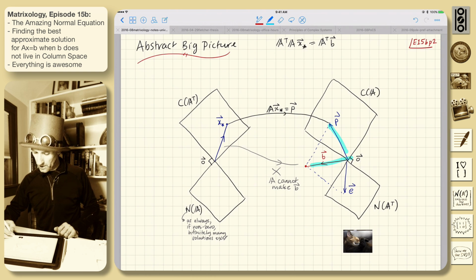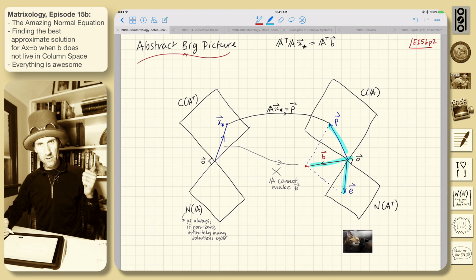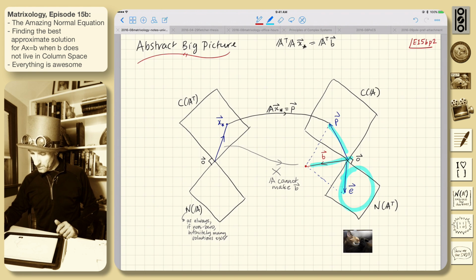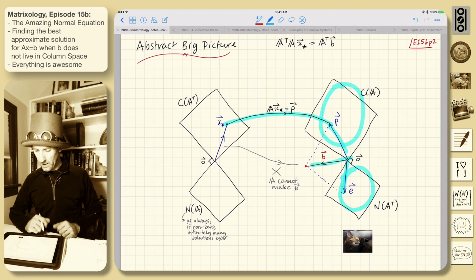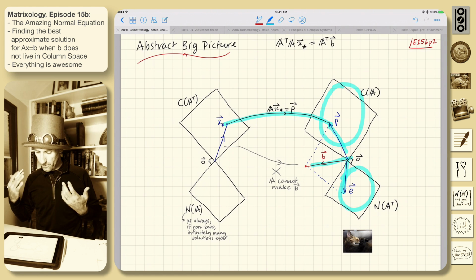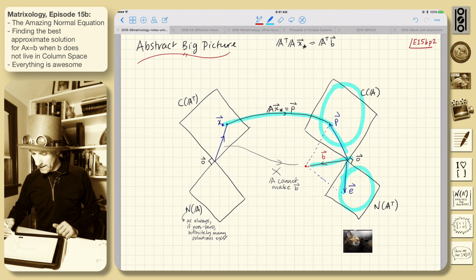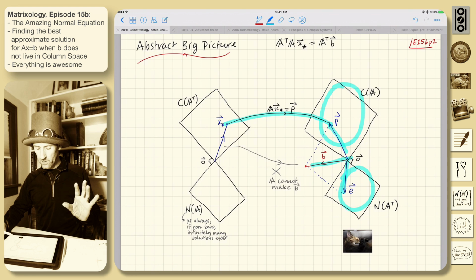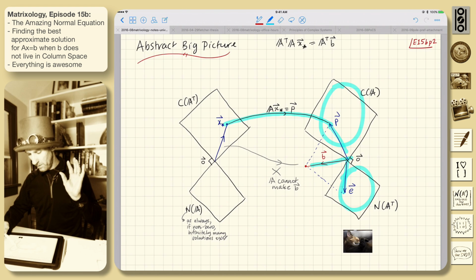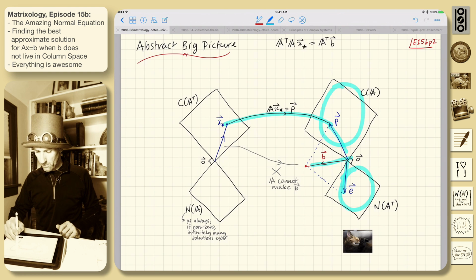It doesn't live in column space. We break it into two pieces: the part that lives in left null space, and the part that lives in column space. Then we solve this problem, Ax star equals P. We get there by including the requirements that E is in left null space and that P is in column space, and on top of that P plus E has to equal B.